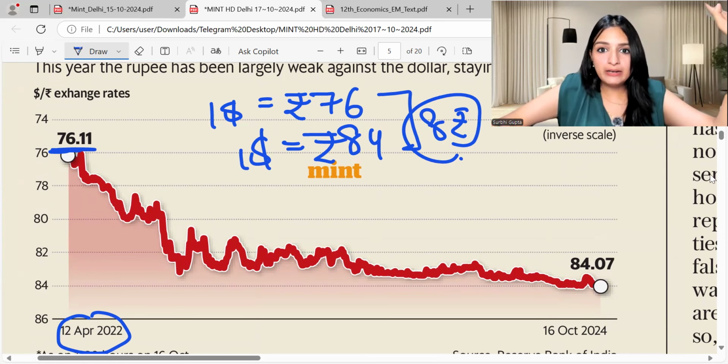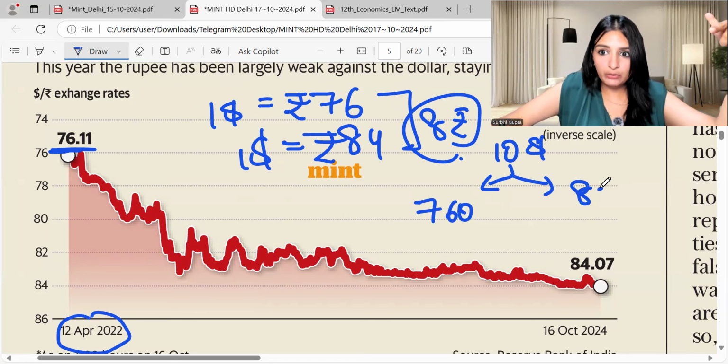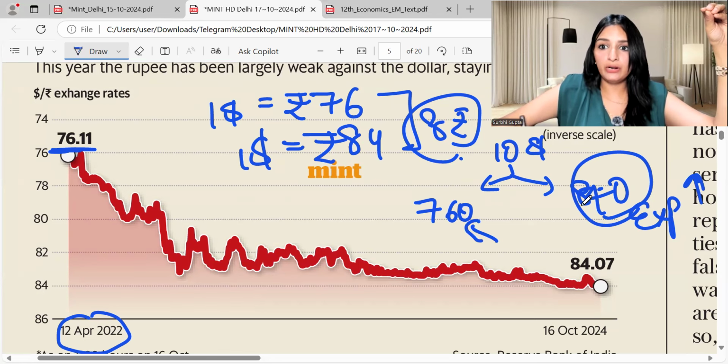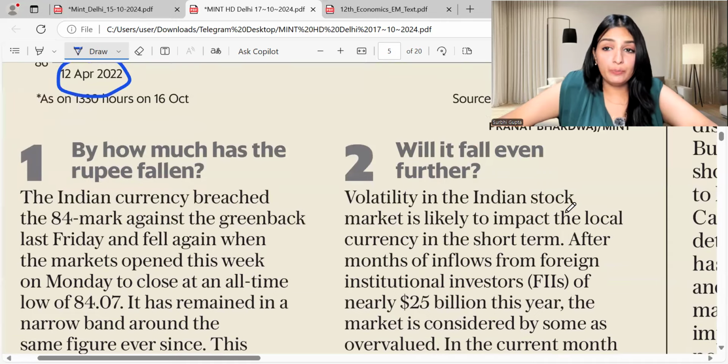So when you export something which is costing $10 for a USA company, you're getting $10 in return, which means earlier the value of $10 for you was 760 rupees. Now you're getting 840 rupees for the same thing that you were exporting earlier. So you'll export more any day. But in reverse, if you were importing something, you were paying 760 for that good. Now you're paying 840 for that good. So importers will get discouraged. Understood?